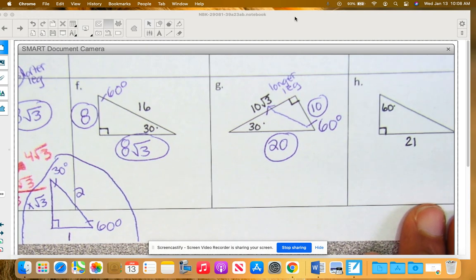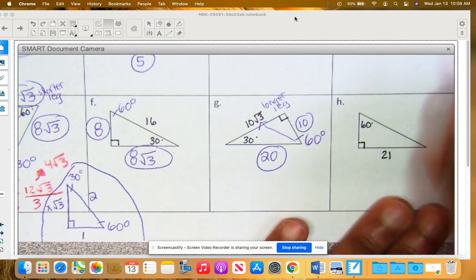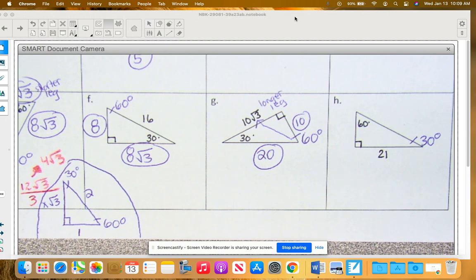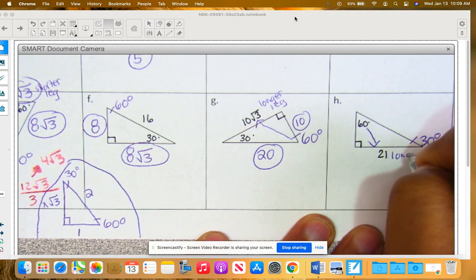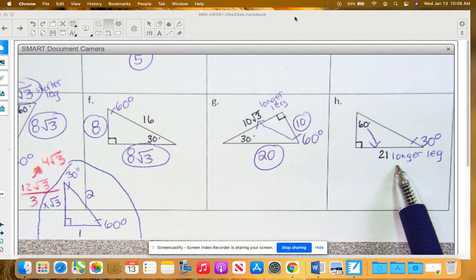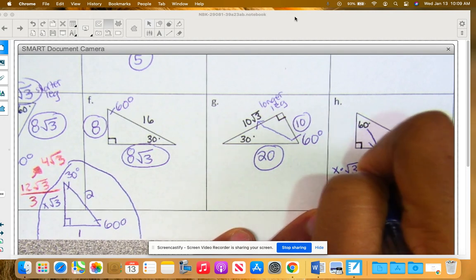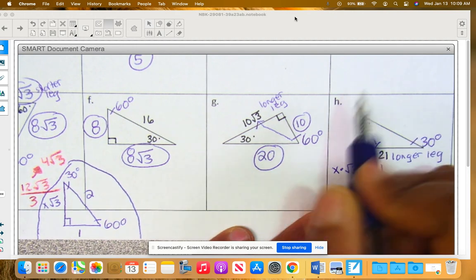And actually, let me stay there so that we can see our triangle. Label, this is 90, 60. This is 30. All right, let's see what we know. We know the length of our longer leg. So this is the longer leg. Our longest leg, when you divide it by the square root of 3, gives us our short leg. So let's set up a relationship, an equation. So x times the square root of 3 is equal to 21. We're going to divide both sides by the square root of 3.